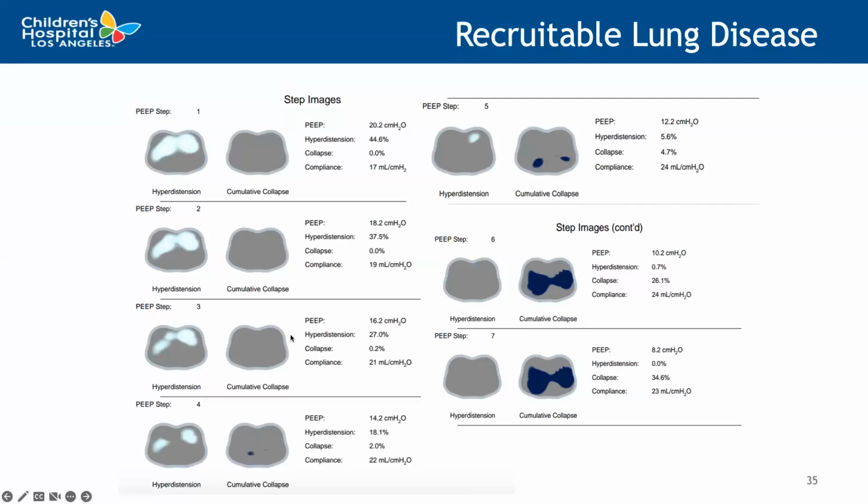And as you can see in this particular example, this patient, they were recruited up to a PEEP of 20, and then during the decremental PEEP steps, they were taken down to a PEEP of 8. And in doing so, they start to have quite a bit of lung collapse that's occurring at the lower PEEP levels. So even at a PEEP of 12, they're starting to have some collapse in those posterior areas of the lung with a total collapse of about 35%. So pretty significant, suggesting that they may have more recruitable lung disease and may benefit from a higher PEEP strategy.